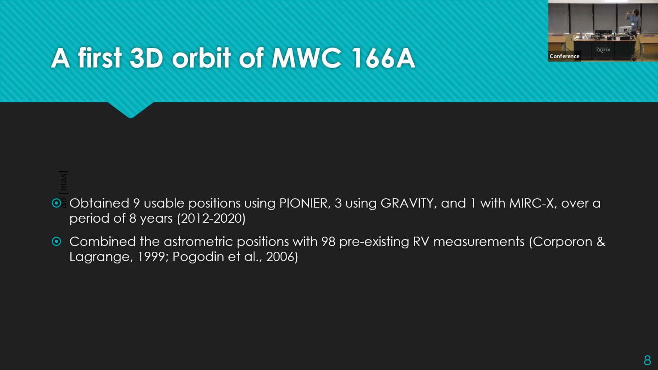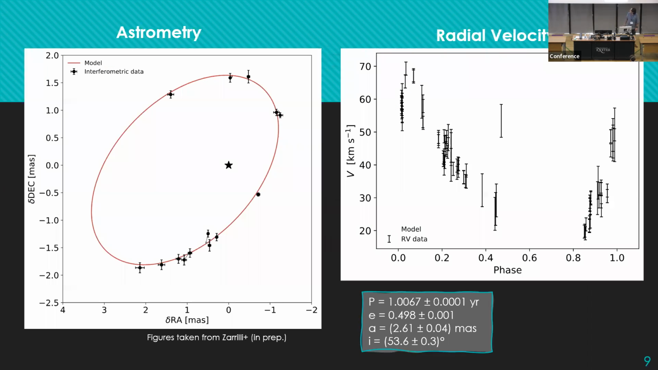We also combined this with some radial velocity measurements from previous observations of the system, especially Pogodin et al. 2006, who did calculate a radial velocity orbit for this system, and they calculated around 6 months in period. However, we find... oh my God, it's gone as well.